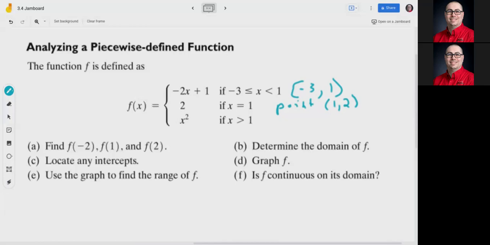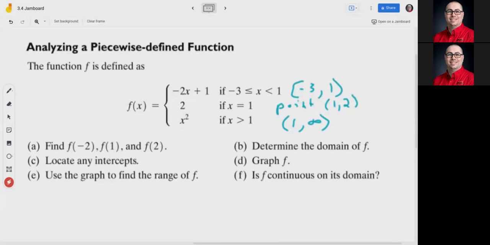And then the third definition, the bottom one, is when x is greater than 1. It's going to be defined as x squared. So that's for 1 to infinity. What that tells us, if you recall when we talked about different types of functions and equations, is it's going to be linear between -3 and 1. It's going to be just a point when x is 1. And then it's going to be a squared function, a quadratic, when x is greater than 1. Okay.